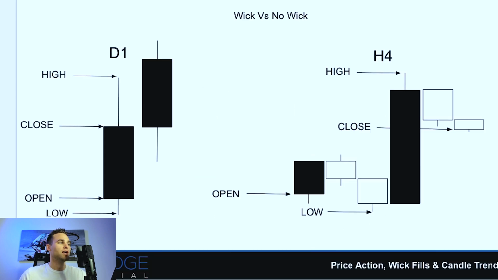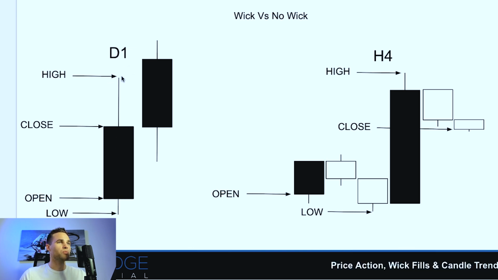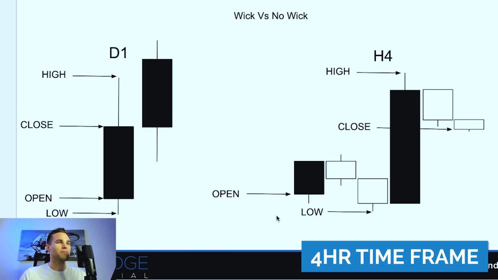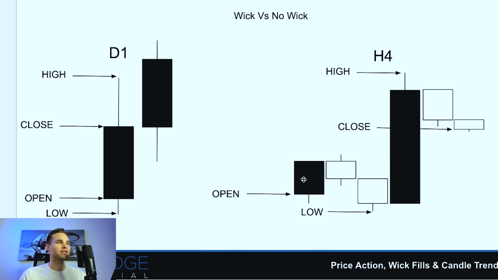Well, if you take a look at this, it'll help you understand it. So let's break it down. Let's say that this is a daily candle right here. We have the low, the open, the close, and the high. If we break this one candle down to the 4-hour time frame, there are obviously 6 candles that make up the daily time frame. 6 times 4 makes 24 hours in a day. So there are 6 candles here, and we can see what happens.